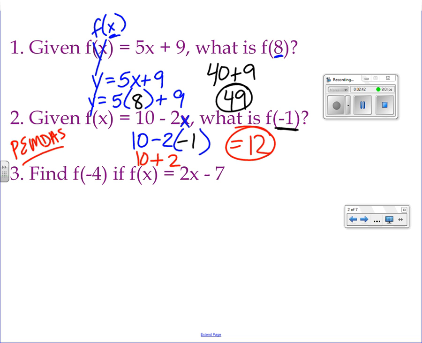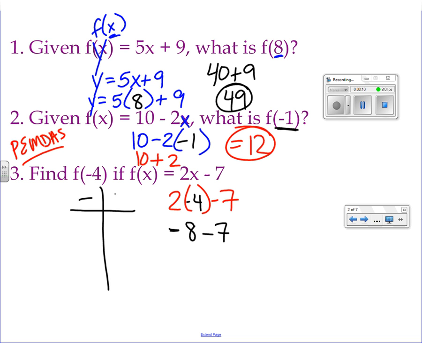Number 3, find f of negative 4 if f of x equals 2x minus 7. So let's build our frame. 2 empty set minus 7. And we're going to plug in negative 4. Okay, first thing you want to do is multiply 2 times negative 4. Positive times a negative is a negative, and 2 times 4 is 8, minus 7. All right, negative 8 minus 7. I don't know if you remember the negative positive chart we did at the beginning of the year. 8 is negative, 7 is negative, and you line up, add up, which gives you negative 15.